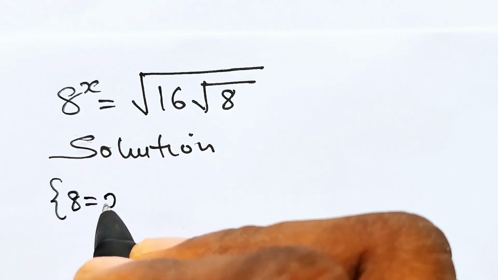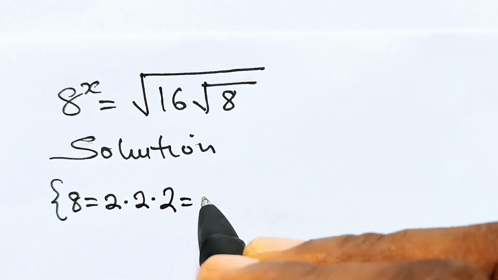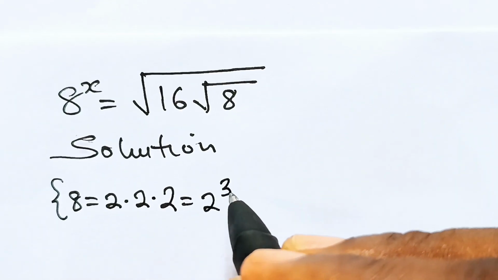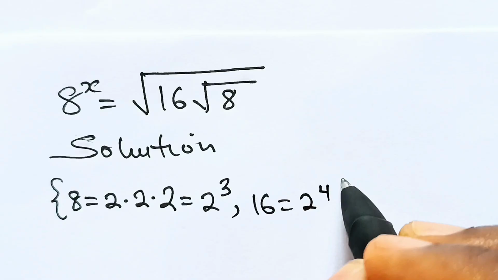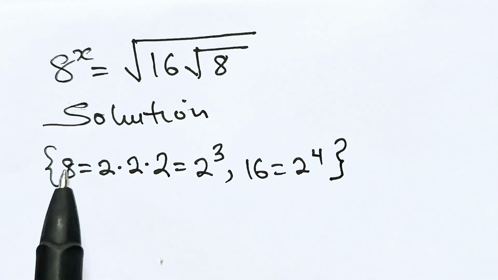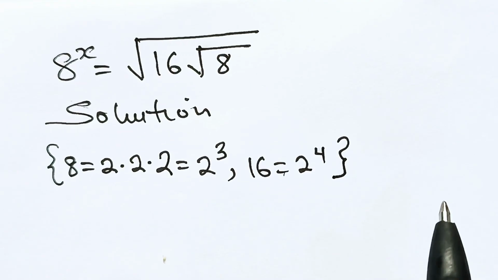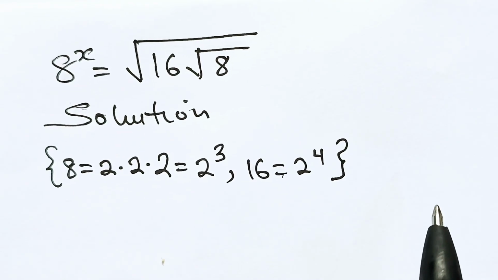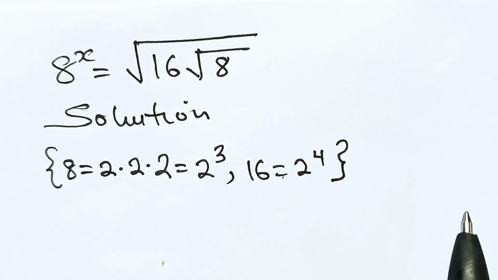8 is equal to 2 multiplied by 2 multiplied by 2, which is equal to 2 to the power of 3. And 16 is 2 to the power of 4. Okay, all right, now we're going to substitute this into this equation. I'm going to solve this using two methods, so please stay tuned and see. The last one is the most interesting and the fastest.